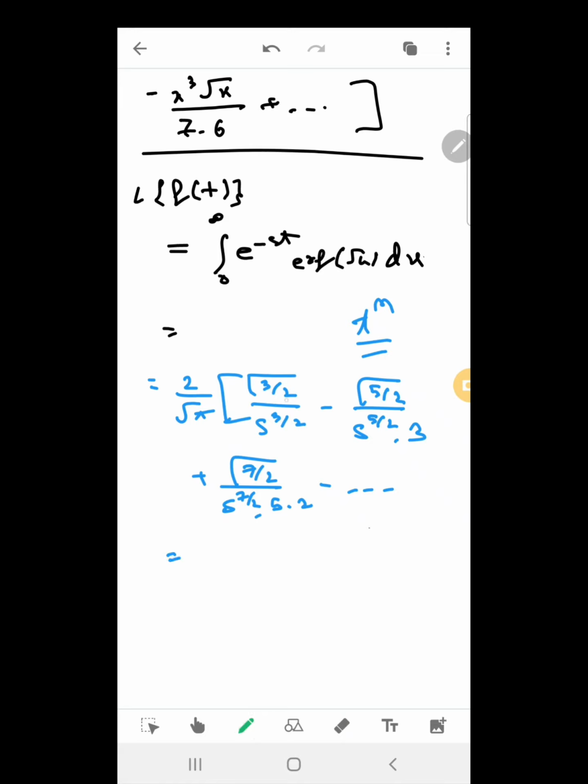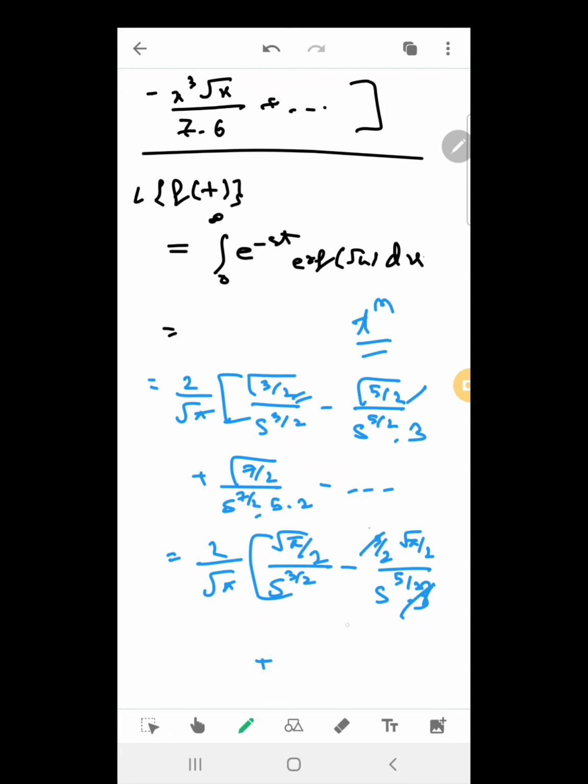So from here what we get is gamma of, what is gamma of 3 over 2? Gamma of 3 over 2 is half times gamma of half, which is root pi over 2. So this is 2 over root pi times root pi over 2 over s to the power 3 over 2 minus, this becomes 3 by 2 times gamma 3 by 2. So 3 by 2 times root pi over 2 over s to the power 5 over 2 times 3. Clear? Got it? So this 3 and this 3 will get cancelled eventually.